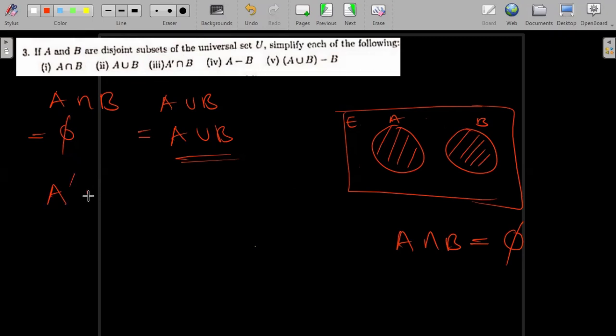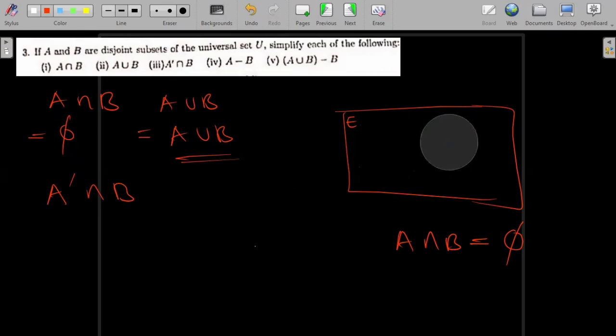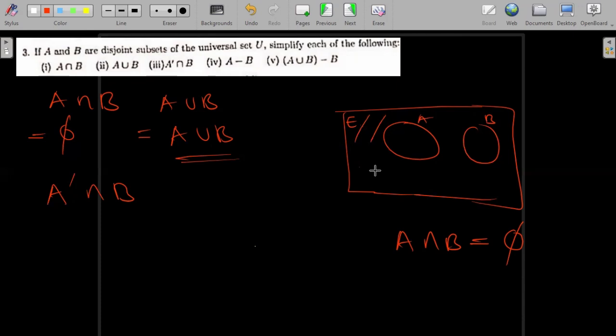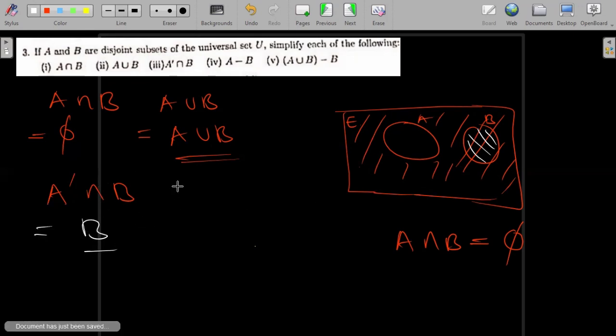A complement intersect B. So from these sets that I have, what is my A complement intersect B? I have my A and my B there. My A complement is everything outside the set A, which is going to be there, including B. Then they're telling me intersect B. When I check what this intersects with B, where it crosses with B, that's just the set B. And this means it will just be equal to set B.